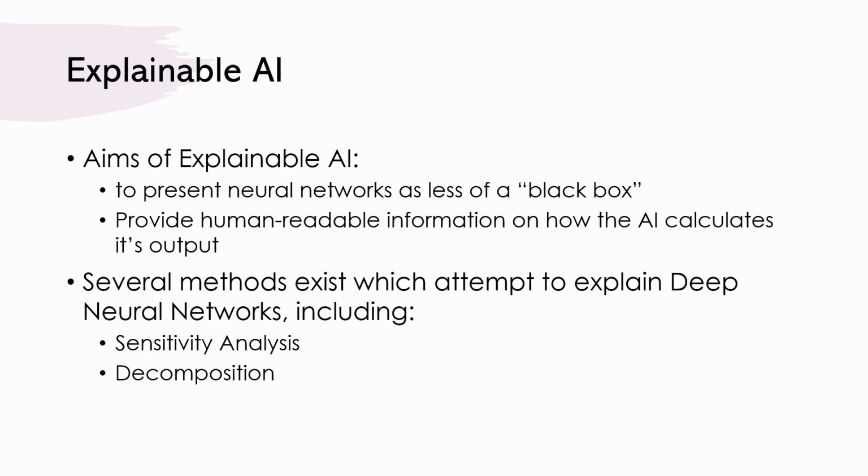Explainable AI is an umbrella term for various methods used to make sense of how a neural network works internally. It aims to present neural networks as less of a black box and provide human-readable information on how the AI calculates its output. There are many methods which attempt to explain deep neural networks, but the two I'll be talking about today are sensitivity analysis and decomposition.